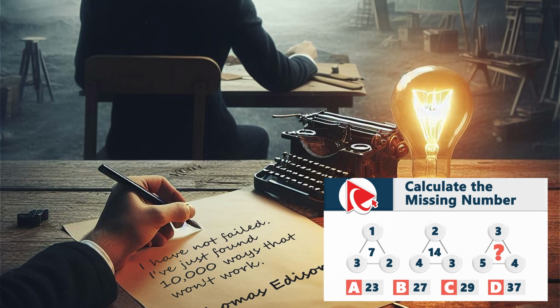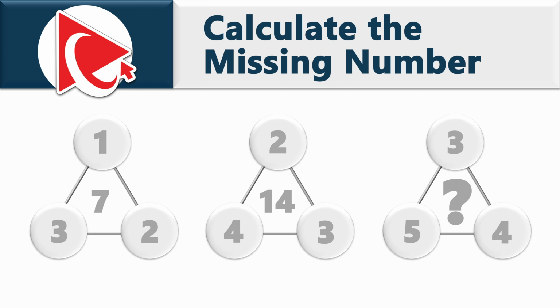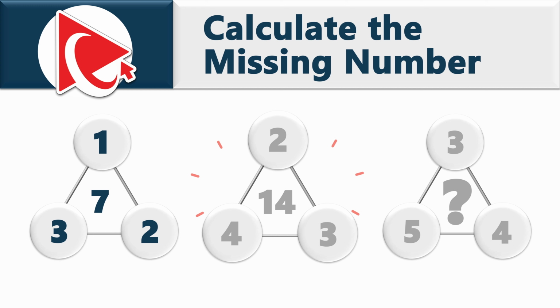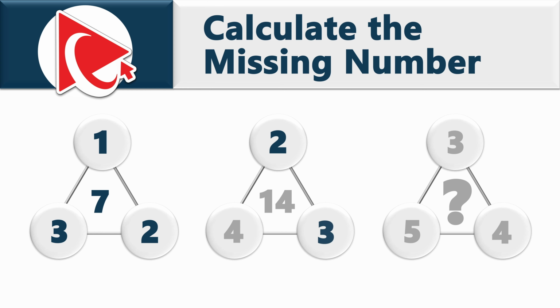You're presented with 3 triangles. Each triangle has surrounding numbers on the outside and the number in the middle. The first triangle has numbers 1, 2, 3, and then number 7 in the middle. The second triangle has numbers 2, 3, and 4, see the pattern? And then number 14 in the middle. Then the third triangle has numbers 3, 4, and 5. Again, I see the pattern repeating. And then missing number in the middle, which you need to calculate and select out of 4 possible choices.